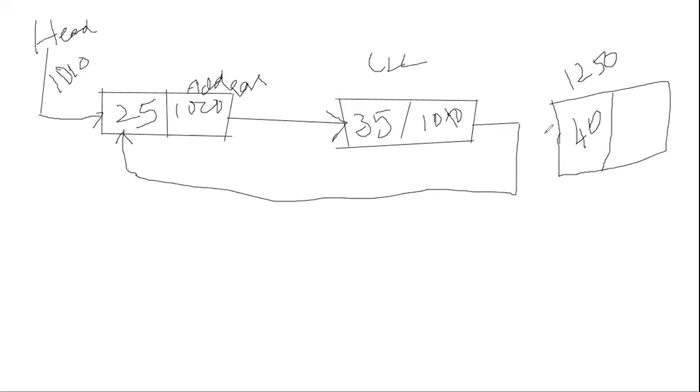So now you tell me what we will usually do. If you want to add, usually null will be there. Instead of null, this 1250 will be stored here. It will point to this 40. Am I correct? In a single linked list, everybody will accept.